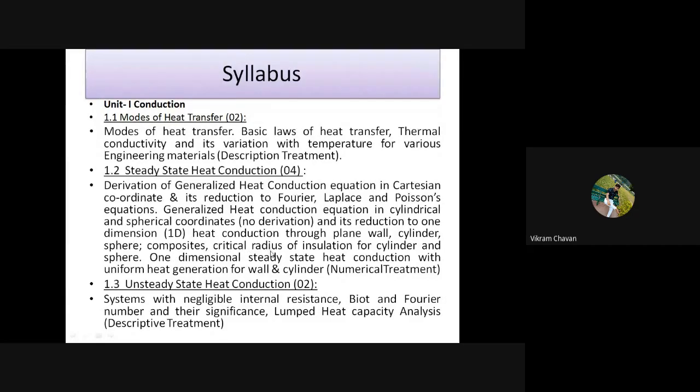Then the important part is critical radius of insulation. Okay, most important thing from this particular section is critical radius of insulation for cylinder. Okay, so the simple application is our insulated wire. So how much diameter should be provided to insulate the wire.